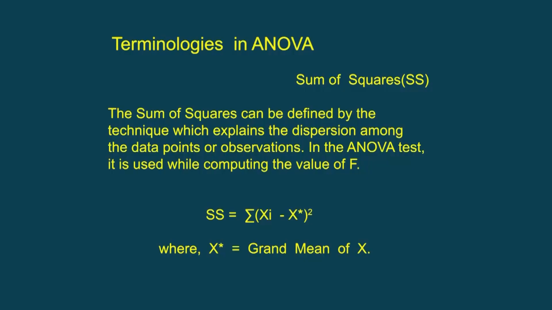When we look at the sum of squares, it's basically a technique which explains the explained variation of the dependent variable. It takes the difference from the grand mean, and the difference of each observation from the grand mean can be either positive or negative. So to avoid the negative values, we square it. So sum of squares is given by the summation of (xi minus x bar) whole square, which is one of the very important components of ANOVA.